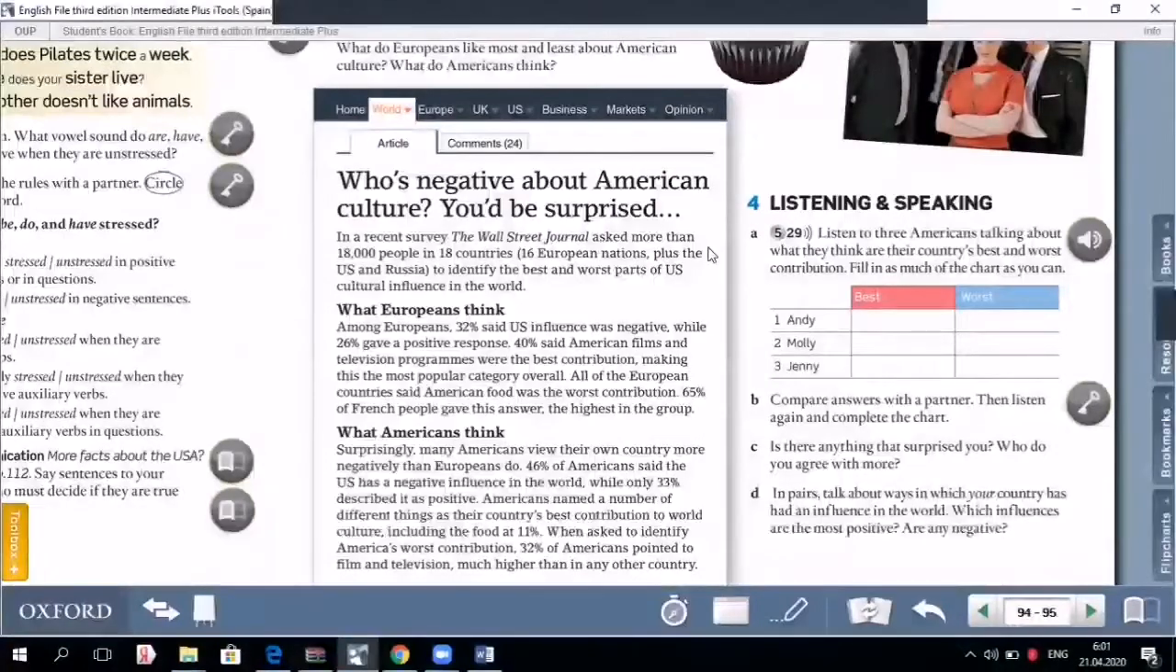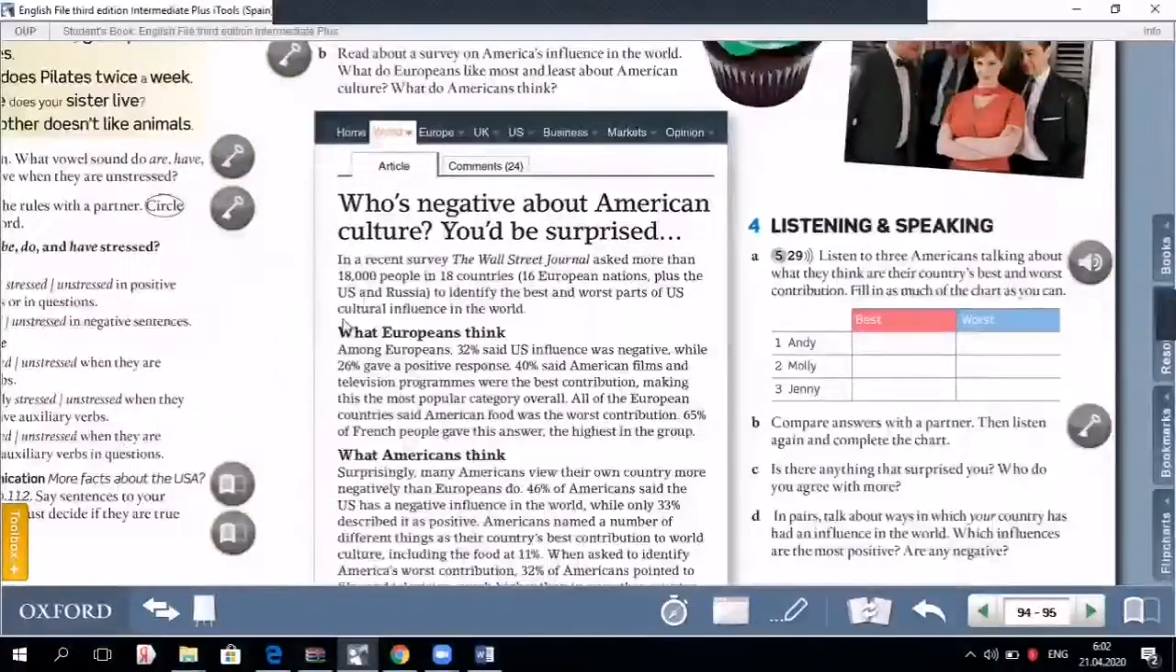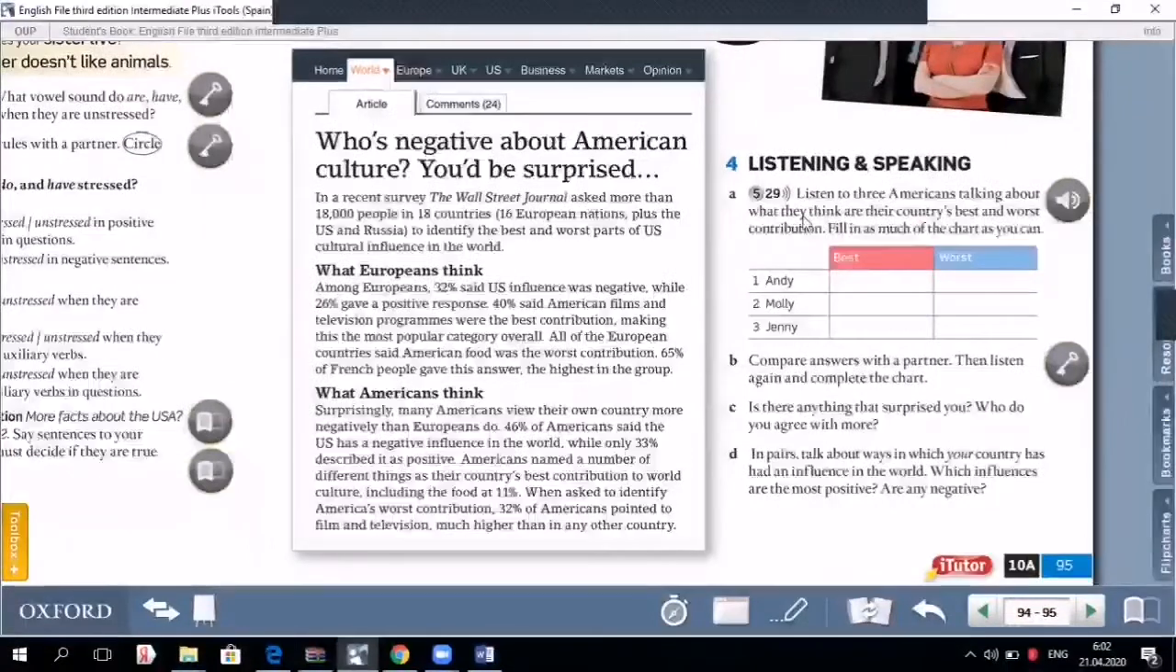So, should we start? Now let's read more facts about the USA. Also, we have here communication. So, in recent years, who's negative about American culture? You'd be surprised. In a recent survey, the Wall Street Journal asked more than 18,000 people in 18 countries, 16 European nations, plus the US and Russia, to identify the best and worst parts of US cultural influence in the world.